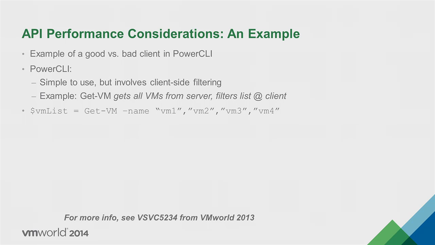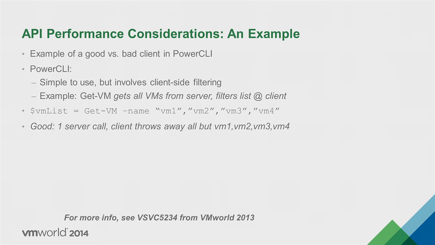So take this simple example. Suppose I want to get 4 VMs from vCenter. This is a good example. I give it a list, Get-VM with the names, it makes one server call, it gets all the information about every VM in the system and then throws it away on the client and presents the 4 VMs that you want.